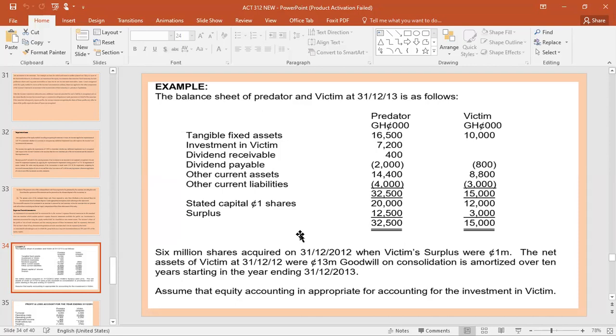The net assets of Victim as at 31st December 2012 were 13 million. Then we'll make some small adjustments to the question over here. Goodwill on consolidation is fully written off. I'm emphasizing it again. Goodwill on consolidation is fully written off.